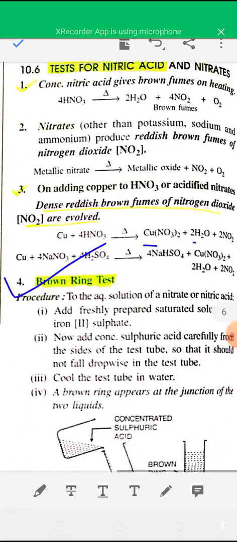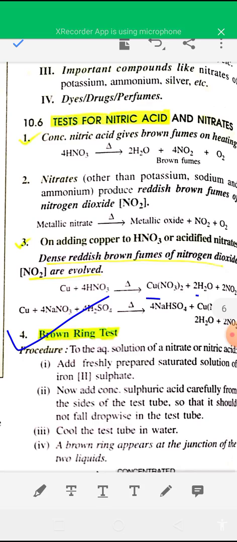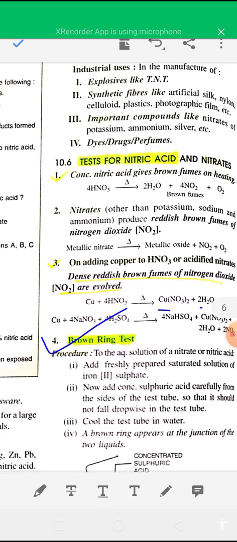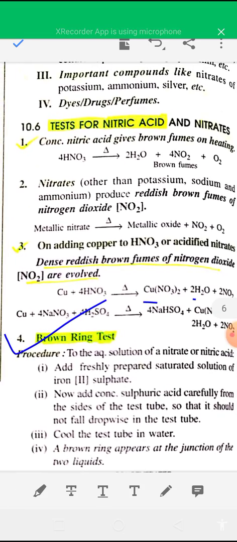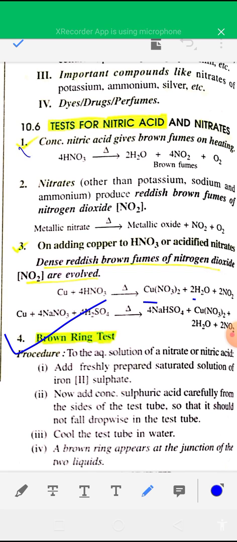And the last portion, test for nitric acid. Concentrated nitric acid gives brown fumes on heating. So it is one test of nitric acid, due to formation of reddish brown nitrogen dioxide gas. And the brown ring test is the main test of nitric acid.